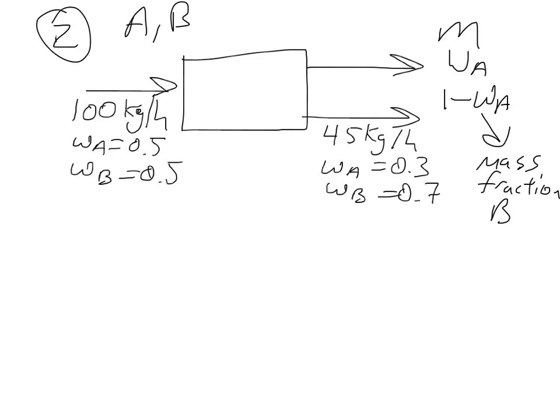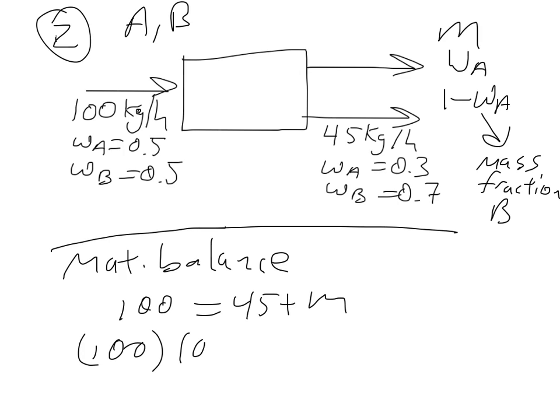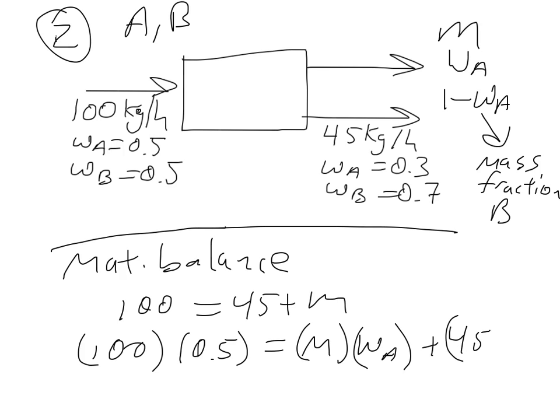So in this case, we only have 2 unknowns: the mass flow rate M, and WA, with 1 minus WA for B. We'll write out our 2 equations coming from material balance. Our total again, 100 is equal to 45 plus M. Our balance on A is 100 times 0.5 is equal to M times WA plus 45 times 0.3. So that's our material balance on A.